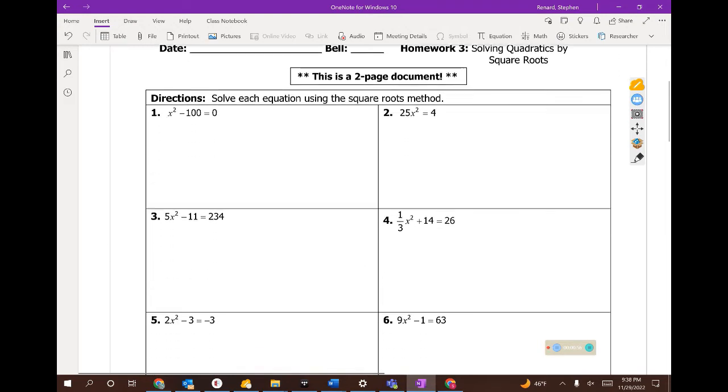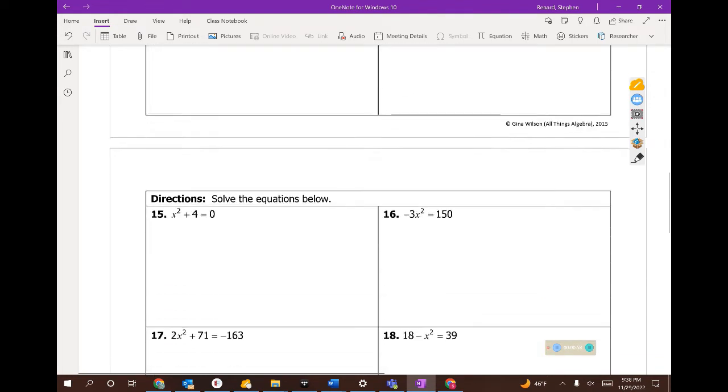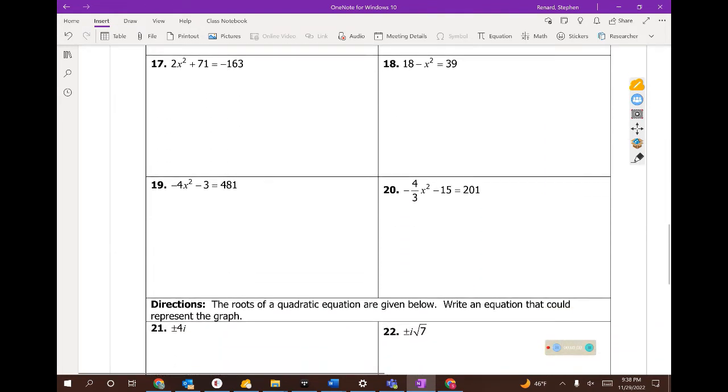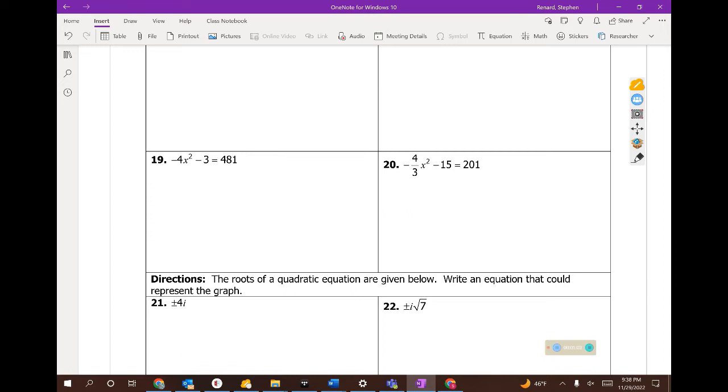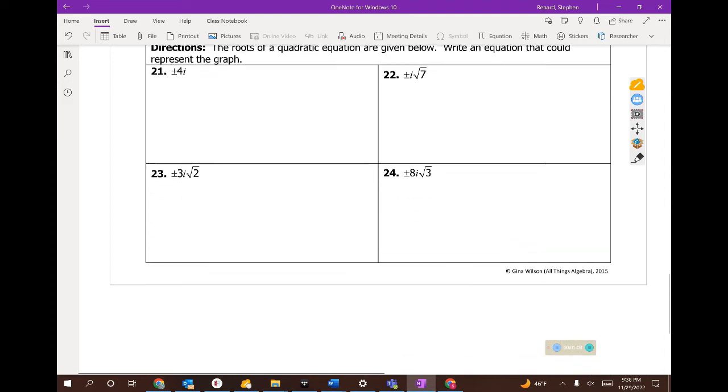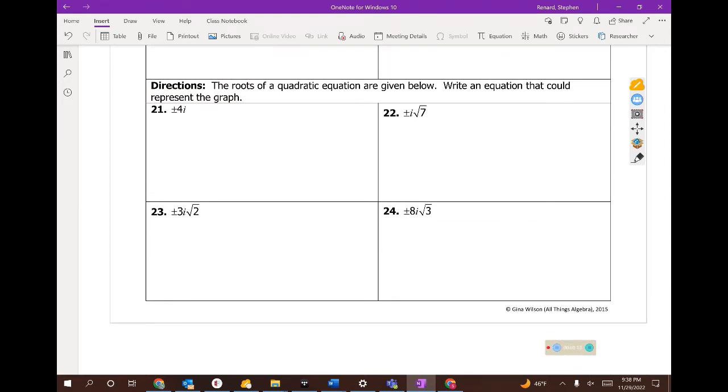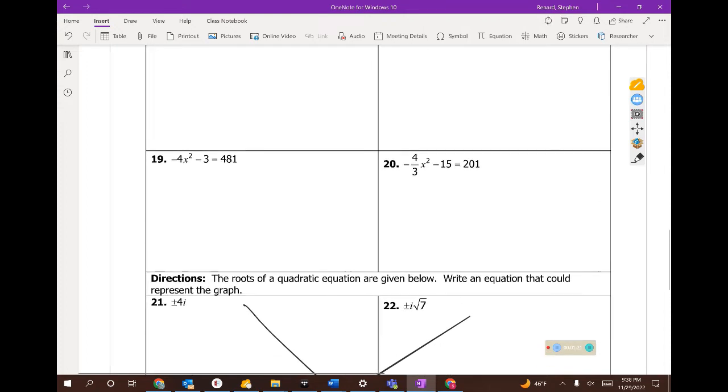So we have 2 pages, and these 4 right here, 21 through 24, you just skip. So right away, there's 4 freebies.